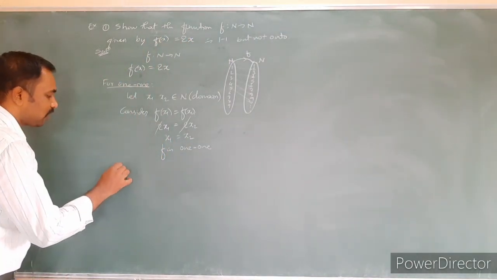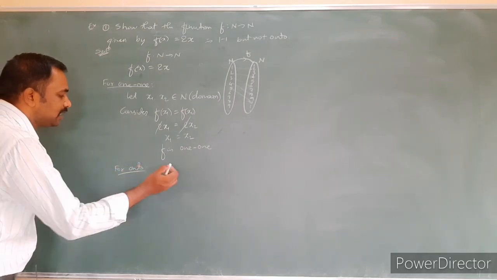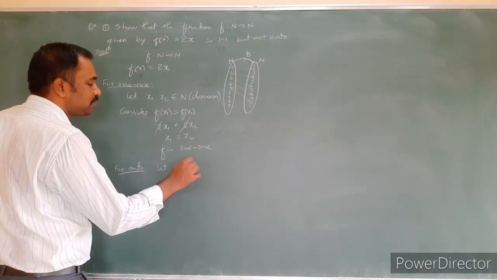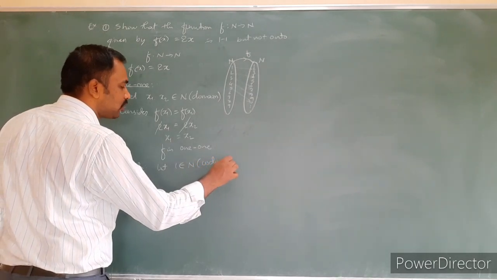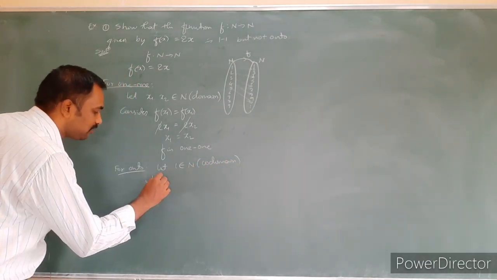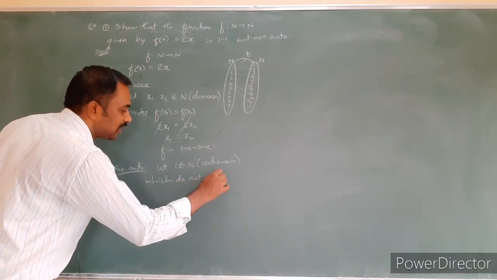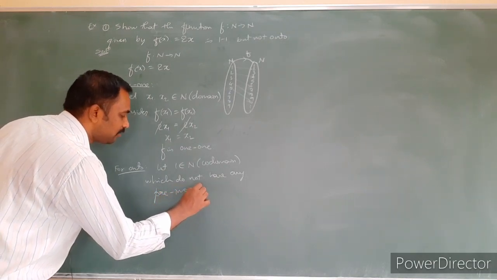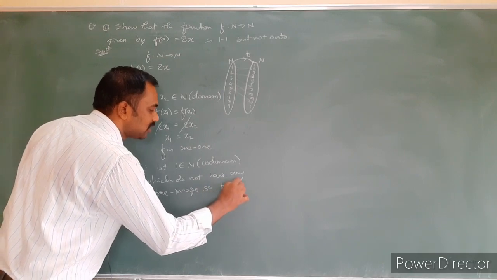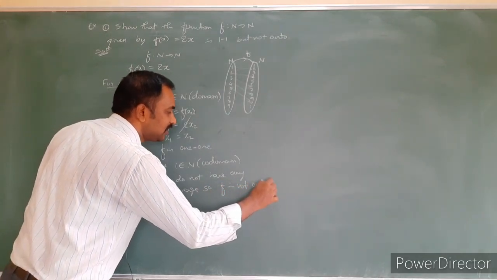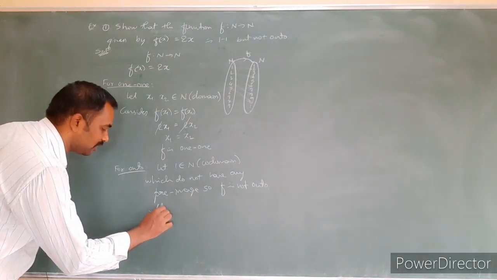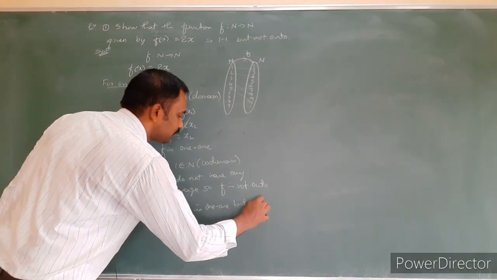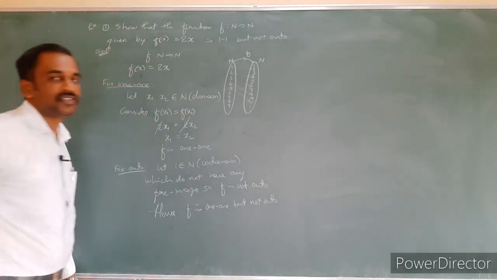Conclusion is over. Now for onto. Here by the counter example method, already explained that. Any element, let 1 belong to the natural number set, is from the codomain set which does not have any pre-image. Therefore f is not onto. That's all. Hence, what is the final conclusion? Hence, f is one-to-one, but not onto. Hence, our solution is over.